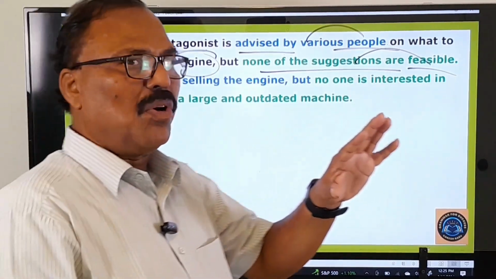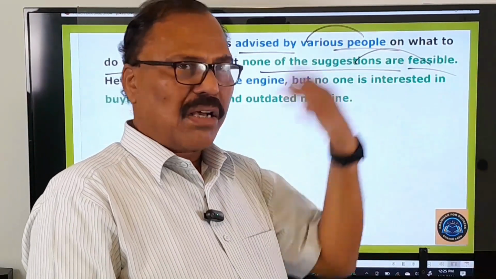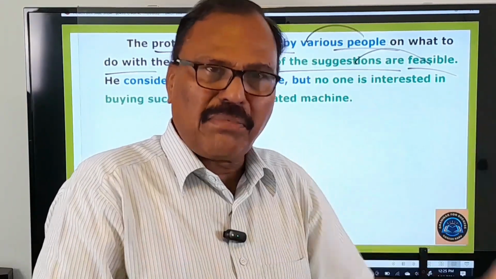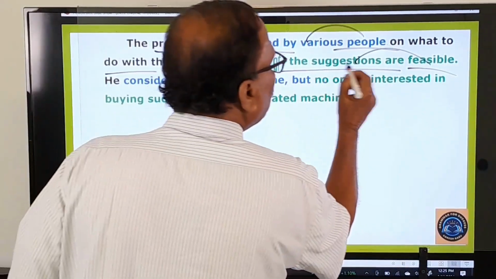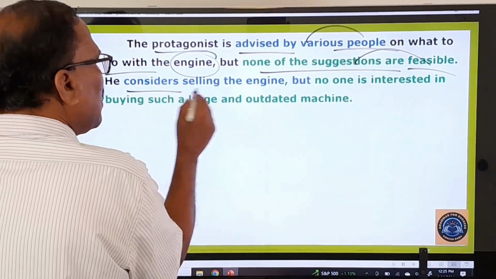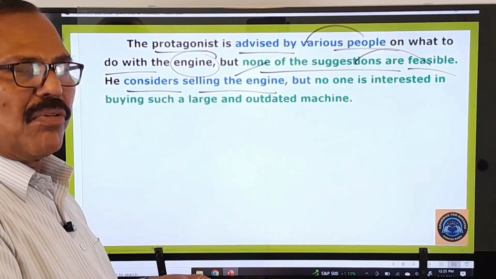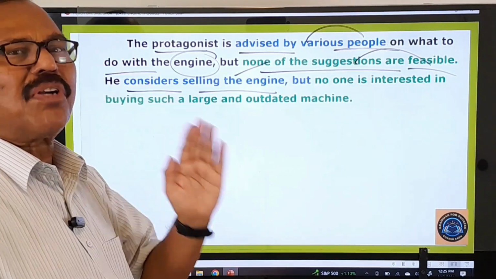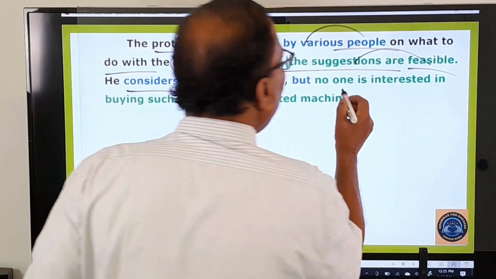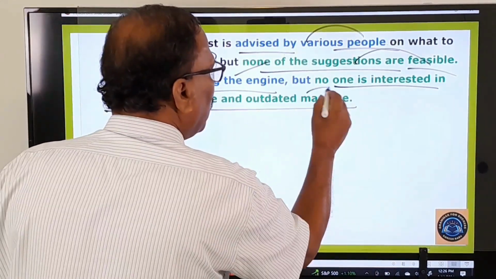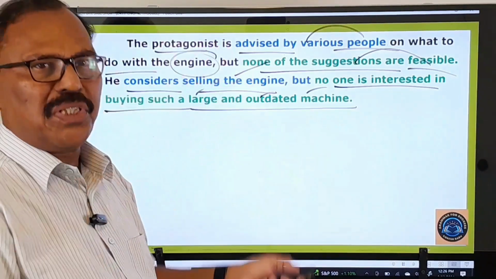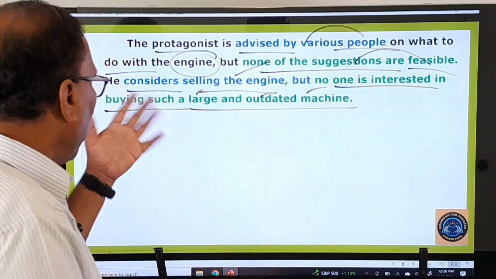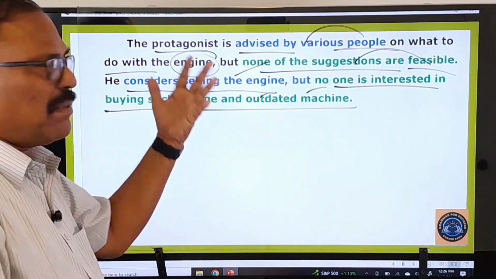Somebody asked him to give it on rent. Somebody asked him to dispose of it. Different suggestions were made by the people of Malgudi, and none of those suggestions are feasible. And he considers selling the engine. Now he has come to a firm conclusion to dispose of it. But no one is interested in buying such a large and outdated machine. It was not only a large machine but also an outdated one, and therefore nobody is interested in buying that useless machine.